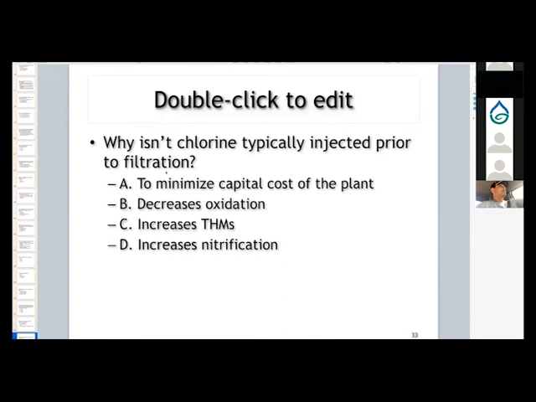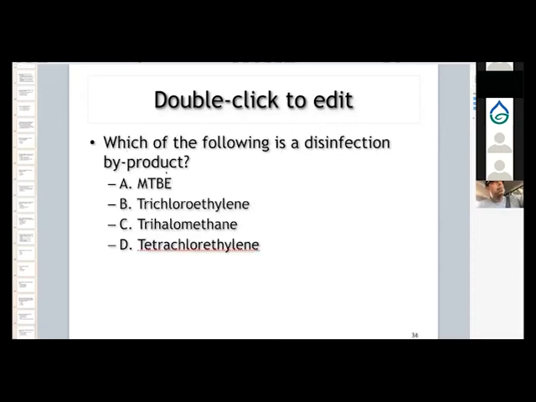Why isn't chlorine typically injected prior to filtration? A, to minimize capital costs of the plant, B, decreases oxidation, C, increases THMs, D, increases nitrification. The answer is C. Typically, you want to add your chlorine after filtration, because that's when your full removal of turbidity and any other constituents is done, and it minimizes the chlorine demand. So if you add chlorine prior to, you will increase THMs at the plant.